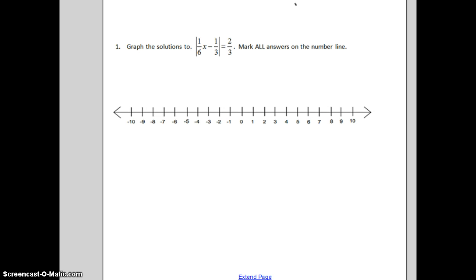Here we have an absolute value equation. It says graph the solutions to the absolute value of 16x minus 1/3 equals 2/3. Mark all answers on the number line.